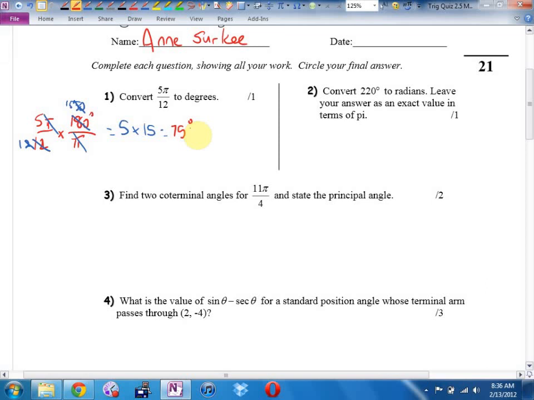Number two, convert 220 to radians. So it's going to be 220 times pi over 180. It says leave your answer as an exact value in terms of pi. I would expect that it's fair game to ask you to clue in that the zeros will cancel, divide by 10, divide by 10. I would even expect, Mitsu, that it's fair game to say divide by 2, divide by 2, so that you would say this is an 11 and this is a 9, and hopefully you would get 11 pi by 9. One mark.